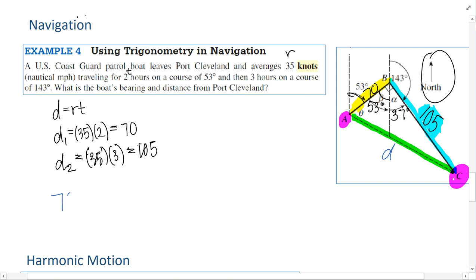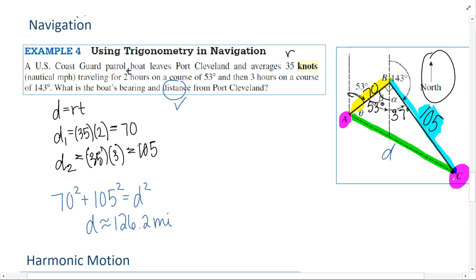70 squared plus 105 squared is equal to that distance squared. Hopefully I don't have to teach you how to do the Pythagorean theorem. We square the 70, square the 105, add them together, and we get a sum, and then we take the square root. I'm just going to skip over that part and tell you that the distance is 126.2 miles. So that's our distance. We got that part.